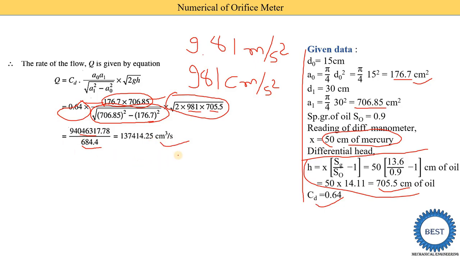Why do we get this Q in centimeter cube per second? Because we put all the values in centimeters, means area in centimeter square. Suppose we put the area in meter squares, g in meter per second squares, h also in meters, then we get the answer in meter cube per second. Now we need to convert the centimeter cube per second into liter per second, means we need to divide it by 1000. Then we get the answer of Q as 137.414 liter per second. So this is our final answer of the Q.